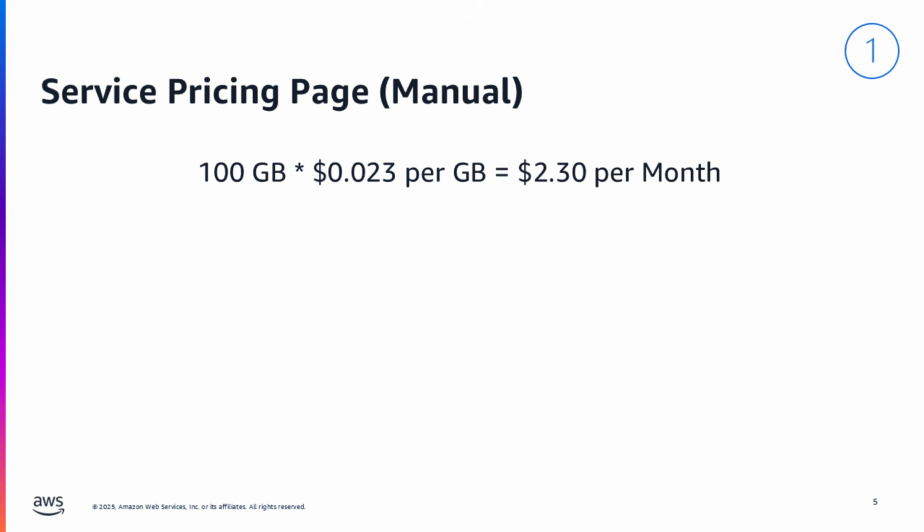Let's take those and go back to our slide and perform our first calculation. So knowing that it's 0.023 times the 100 gigabytes that we're going to be storing, we now have $2.30 per month. And one could quickly assume, is that it? Are we done? Is that our only calculation? Well, there's one more component to it that's important.